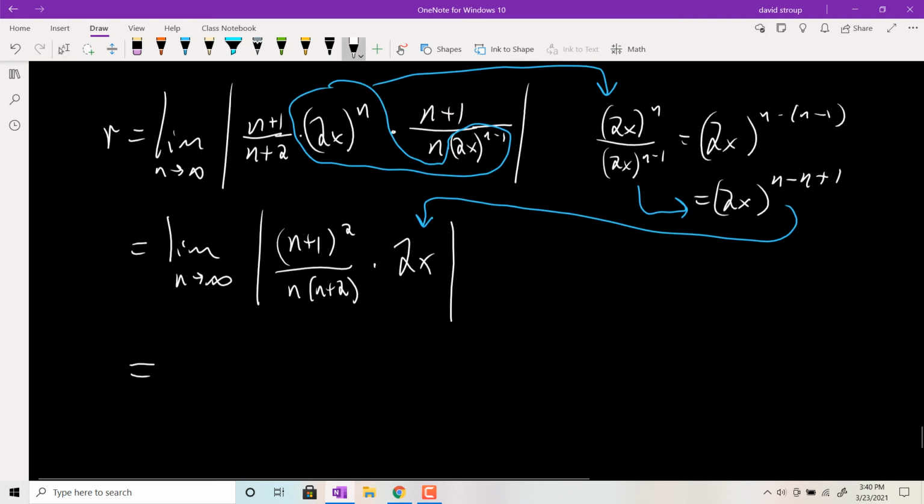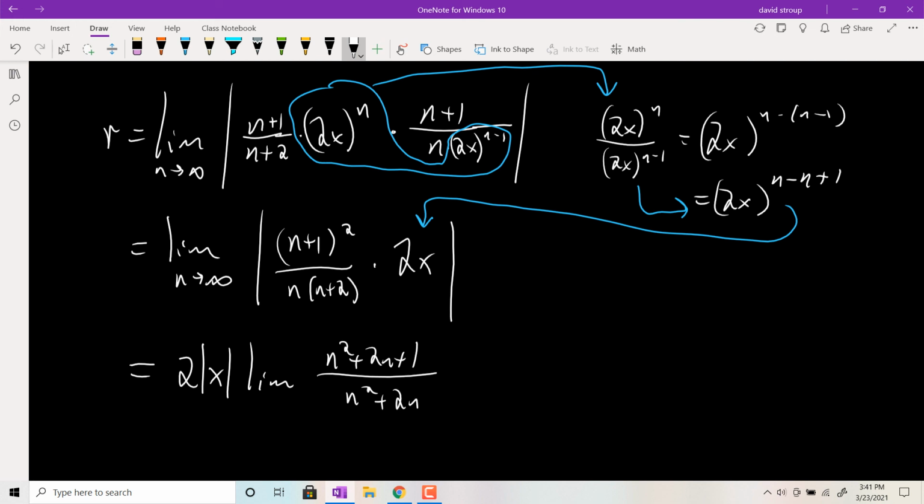Absolute value of 2x is 2 times the absolute value of x. Then you have the limit of this thing, and if you wish, you can FOIL it out. n squared plus 2n plus 1 all over n squared plus 2n. And then the limit of that thing is just the limit of n squared over n squared, which is 1. So you just end up with 2 absolute value of x times 1, which is 2 absolute value of x.